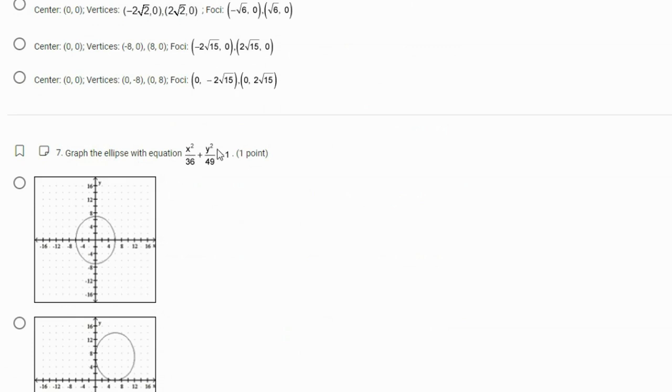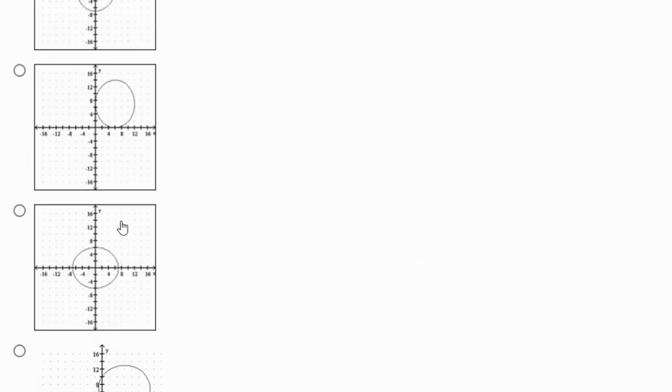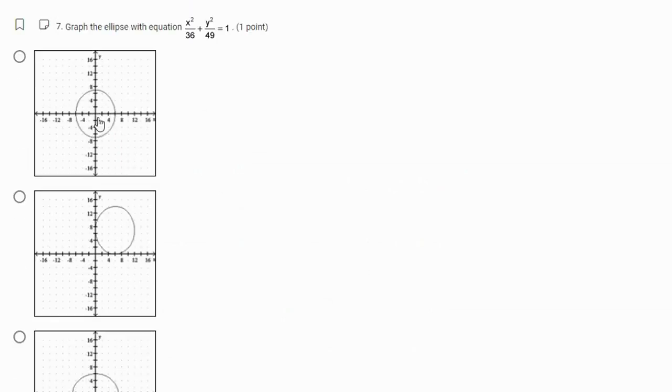So there is no h, k. So it has to be the only one that has a center on the origin. If we look at this, the larger number is on the y. Y squared over 49 is larger than x squared over 36. So the a is 6 and the b is 7 because this is a squared and b squared. So we're looking for one that is 7 tall and 6 wide. So it looks like this one right here. Center is the origin, goes up to 7, goes over to 6.